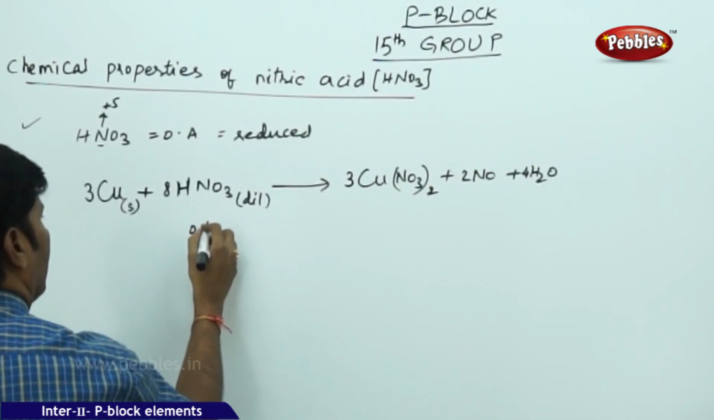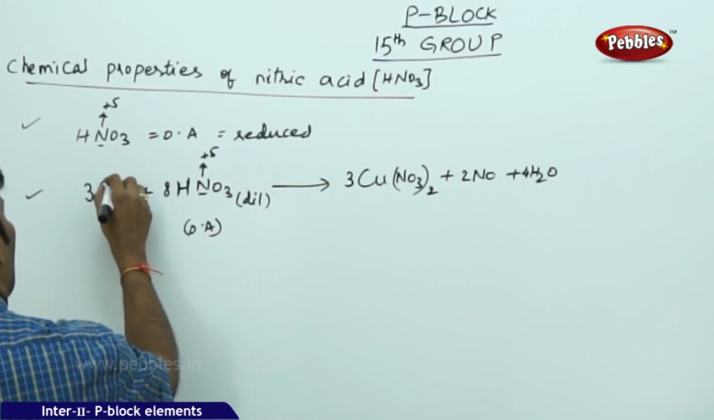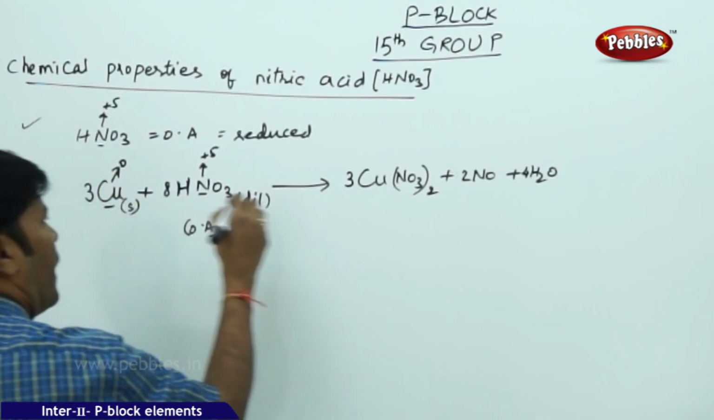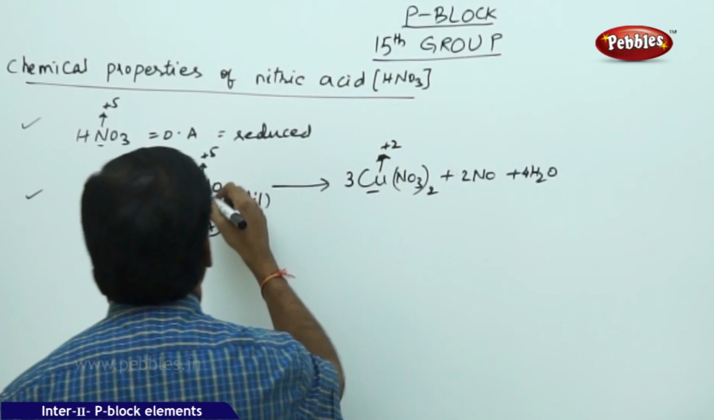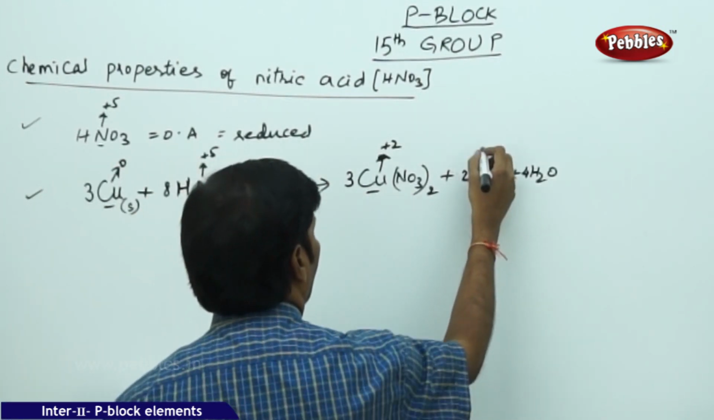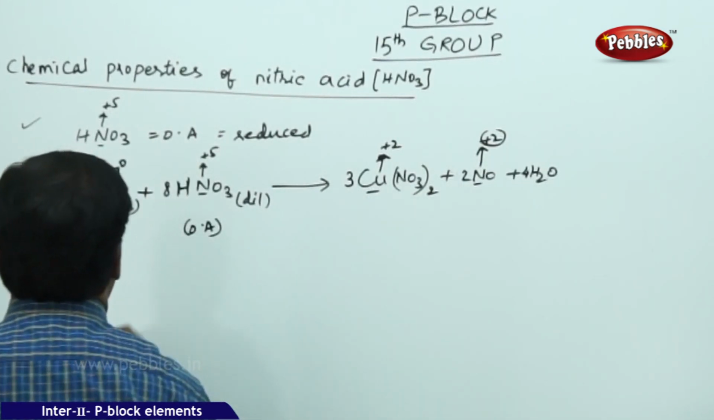It's a good oxidizing agent. Its oxidation state is +5, copper's oxidation state is 0, and it is oxidizing the copper to +2, and by itself it is getting reduced. All oxidizing agents have to get reduced themselves. So this is one reaction you can take.